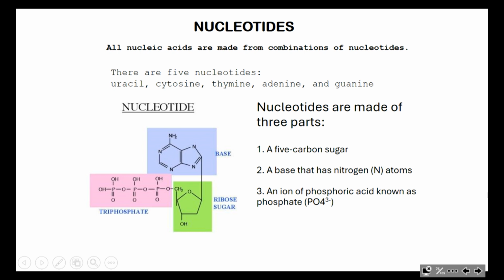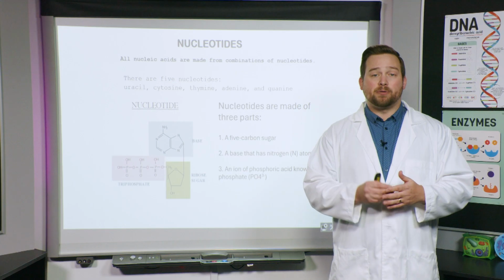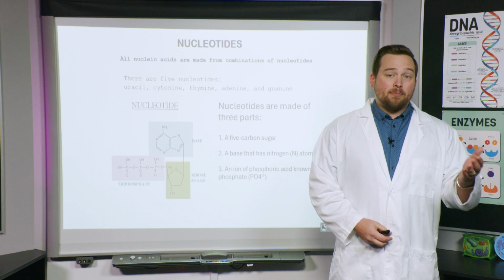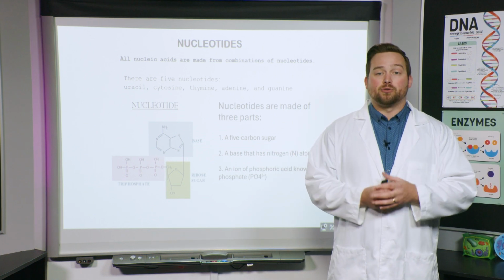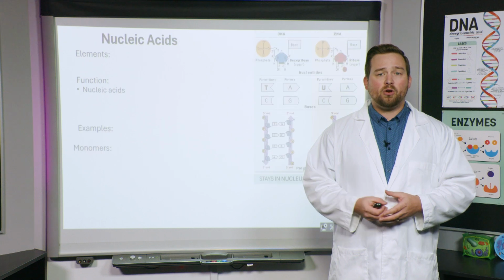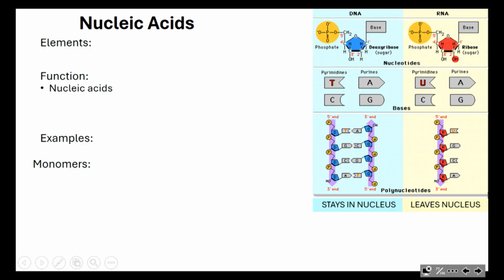And again, it's that nitrogen base that can be one of 4 different options. So in DNA, that nitrogen base can either be thymine, guanine, adenine, or cytosine, which are the A, T, C, G that you'll see sometimes, okay? Great, so that's kind of the overview of nucleic acids.